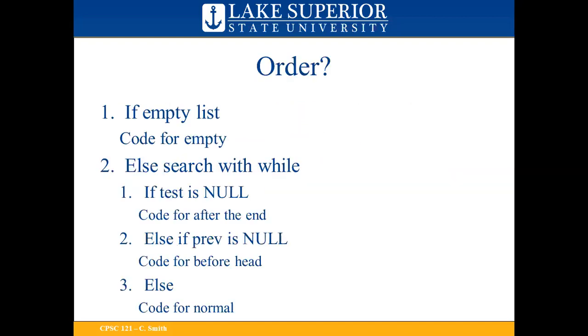So here's what we really have. We've got the order now. We know how we're going to do it. So we're going to say, is it empty? And then we have the code for the empty. Else search with the while. And then after that while loop, still in that else, if test is null, we have the code for after the end. Else if previous is null, code before the head. Else code for the normal.